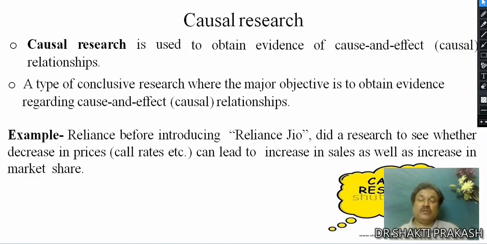Now come to the third type of research design. This is causal. Causal research design is used to obtain evidence of cause and effect, causal relationships. It is a type of conclusive research where the major objective is to obtain evidence regarding cause and effect, causal relationships.